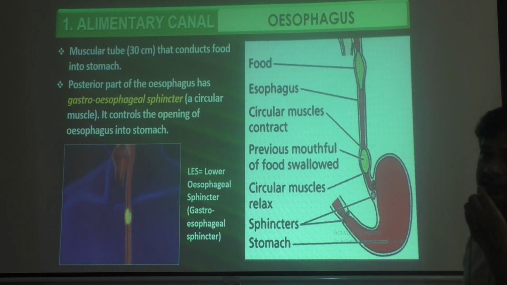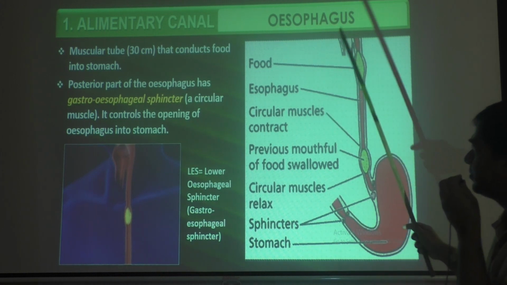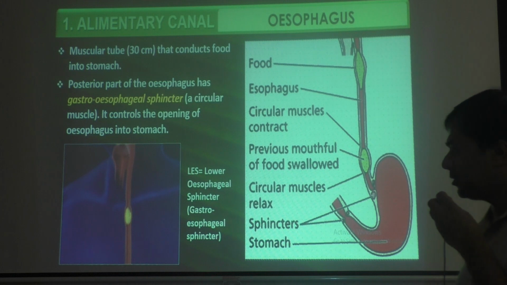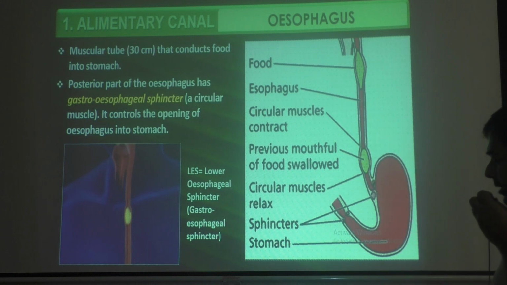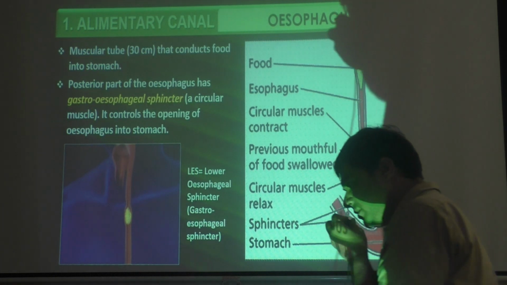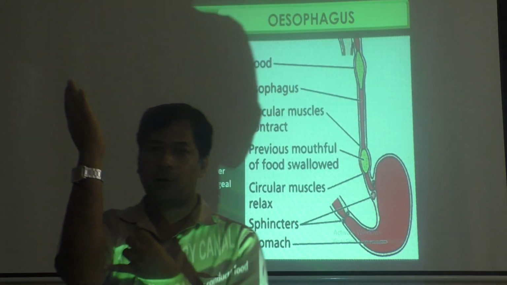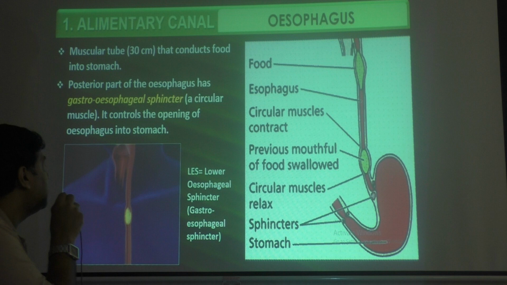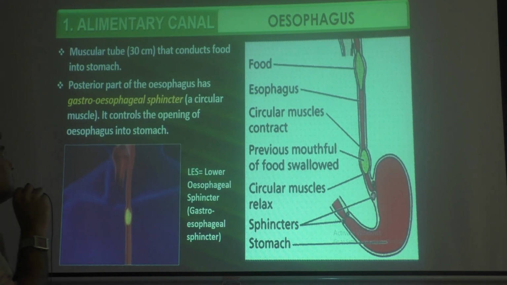You can see there, the esophagus is a long tube. In Kannada we call it annanala. In English we call it the food pipe, because food passes through this. You can see it very clearly there. It's a muscular tube, 30 centimeters long. 30 centimeters, like a long scale. If you take a long scale, that big, 30 centimeters, that conducts food into the stomach.